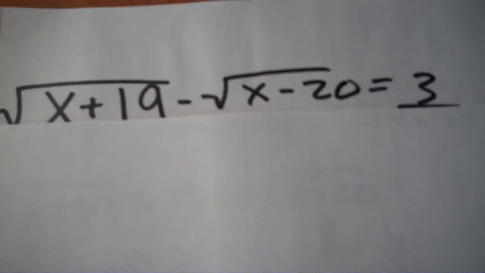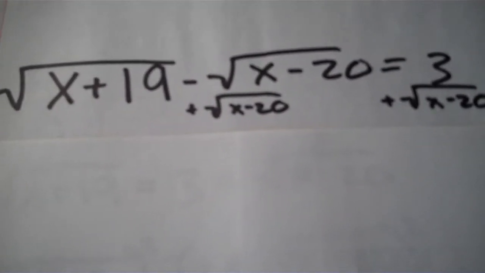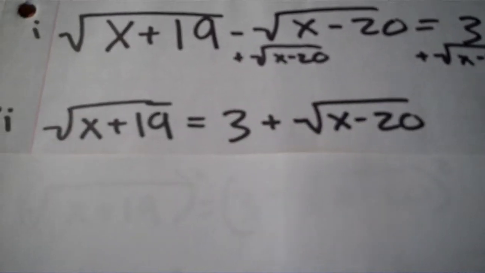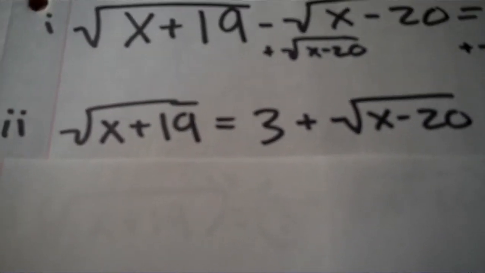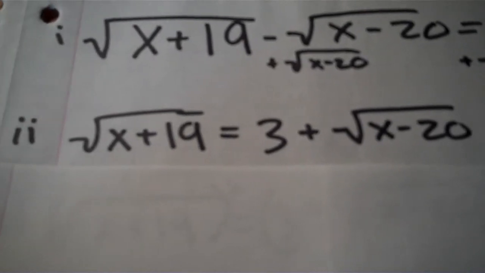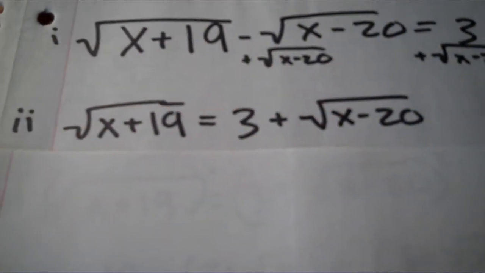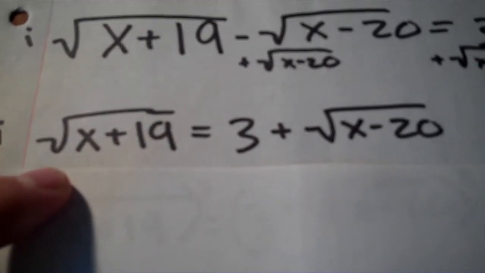to isolate one of them, which I did by adding the square root of x minus 20 to both sides of the equation, which then left me with the square root of x plus 19 on one side by itself, which ends up being the square root of x plus 19 equals 3 plus the square root of x minus 20. So then after we do that, we have to get rid of the radical over here, so we're going to have to square it because we don't want an answer with a radical.